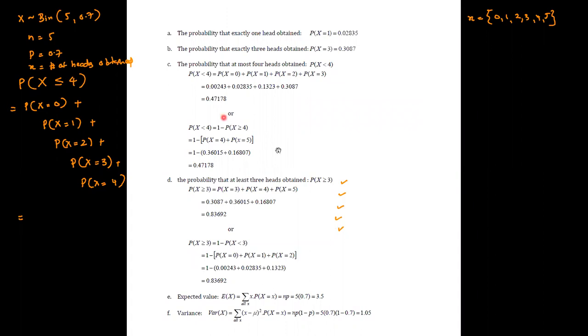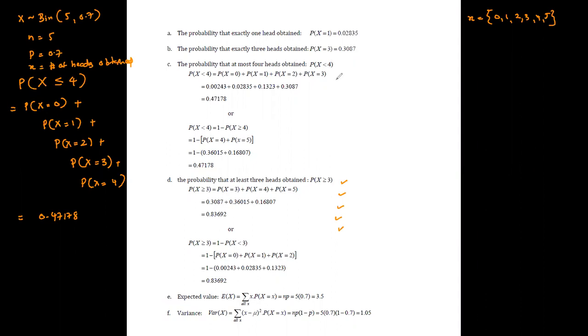Therefore, this calculation gives us the value as 0.747178. This can be considered as the probability of at most 4 heads obtained is 0.4717. This is one method you can use to calculate this type of question. And then you can use the next way also, here for at most four heads.